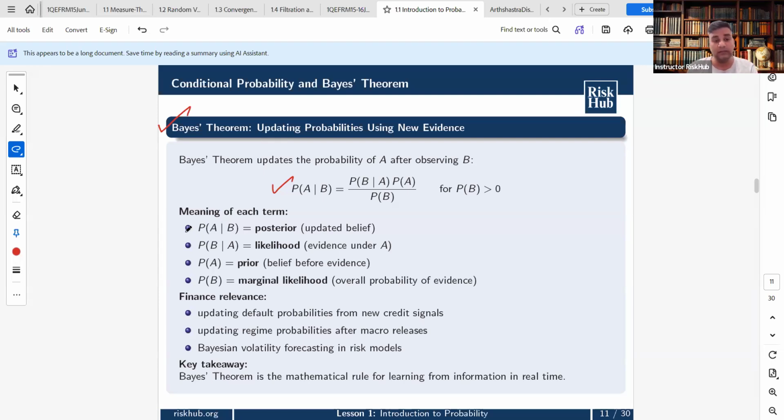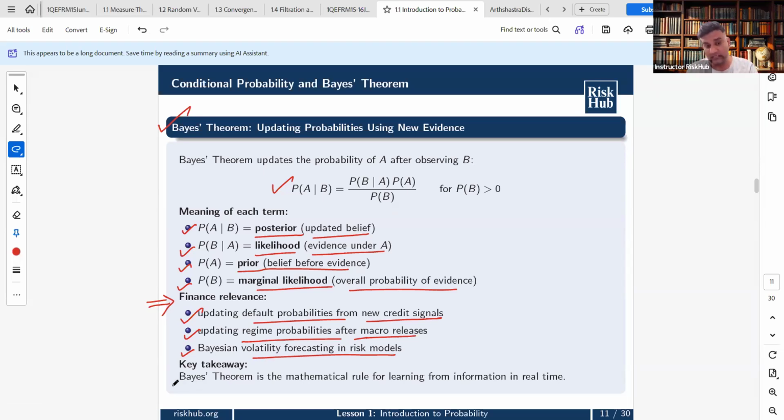See, P(A|B) is the posterior, the updated belief. P(B|A) is the likelihood, the evidence under A. P(A) is the prior belief before evidence. P(B) is the marginal likelihood, the overall probability of evidence. The relevance here is updating default probabilities from new trade signals, updating regime probability after macro levels, and Bayesian volatility forecasting in risk models. Bayes theorem is the mathematical rule for learning from information in real time. Keep that in mind very clearly.